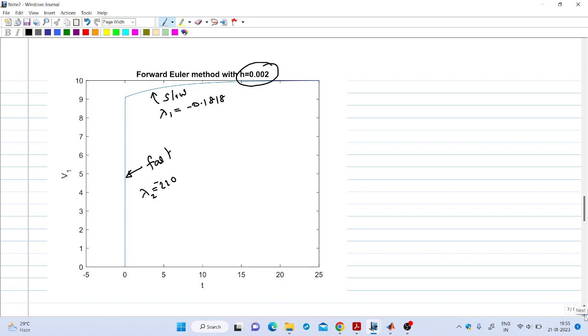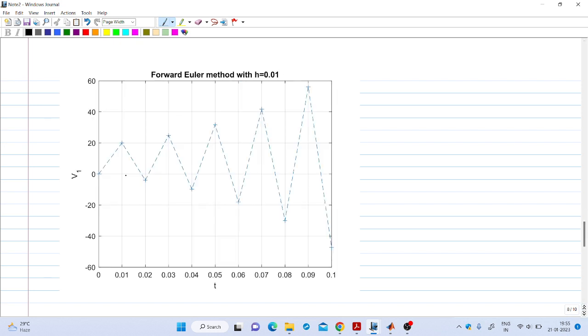This step size is 0.002. If you increase the step size to 0.01, you can see the forward Euler method becomes unstable. There are increasing oscillations and the method is now unstable.